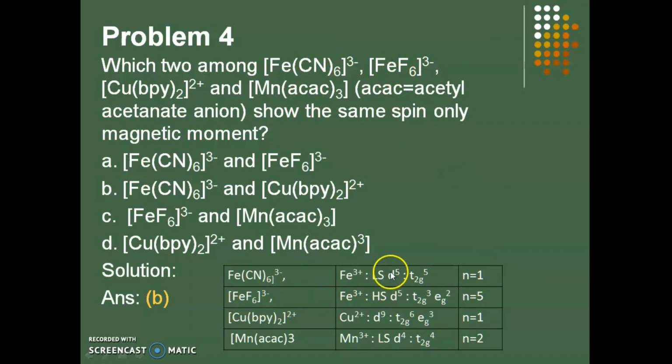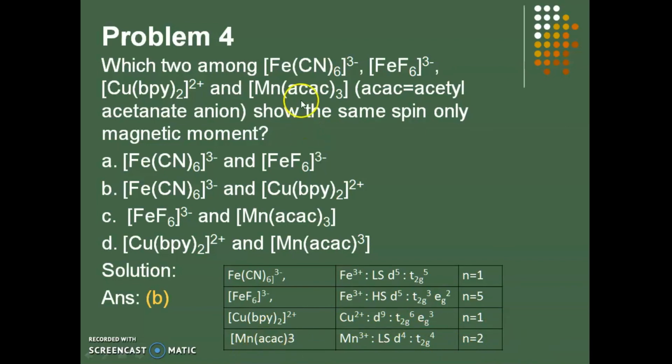In the second complex, again this is also d5, because in both cases iron is in 3 plus oxidation state, but the first is a low spin complex and this is a high spin complex. So in the first case the number of unpaired electrons is 1 and in the second case the number of unpaired electrons is 5. The third one is a copper bipyridyl complex. Now copper is in 2 plus oxidation state. We need not bother whether it's low spin or high spin, and the number of unpaired electrons is 1 because it is d9.